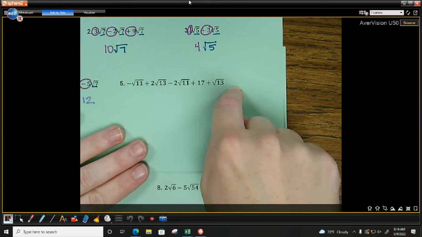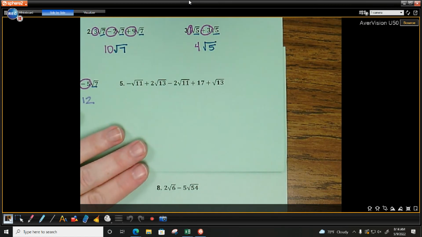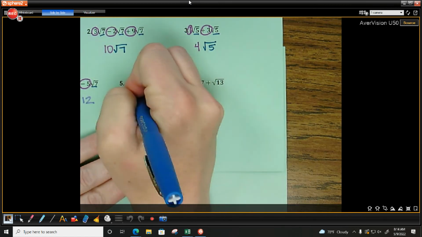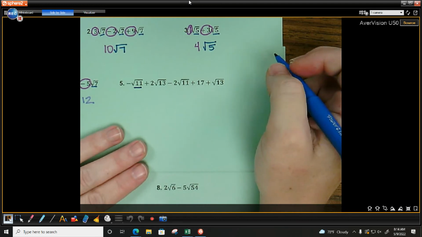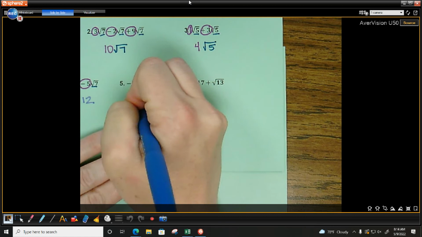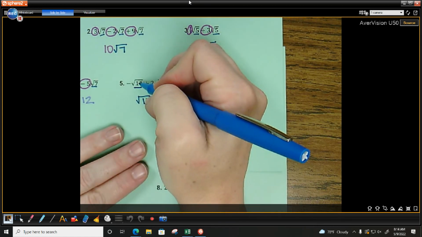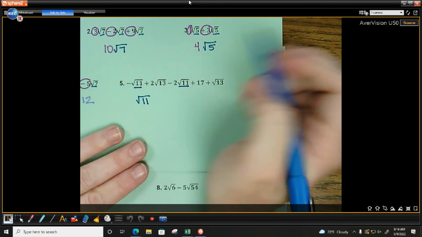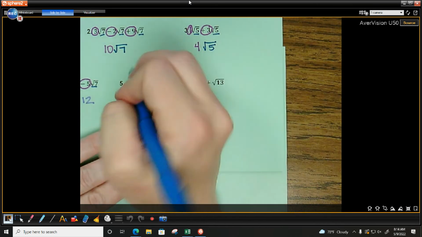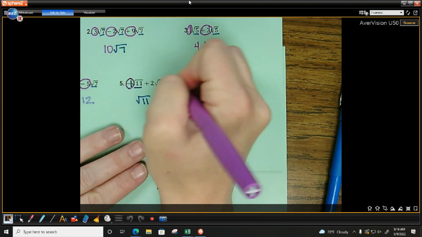Now we're going to look for like radicals. I have a square root of 11. Is there another square root of 11? Yes. So keep it square root of 11. If this square root of 11 doesn't have a coefficient, what do I put there? A 1. So that's a negative 1 minus 2. What's negative 1 minus 2? Negative 3.